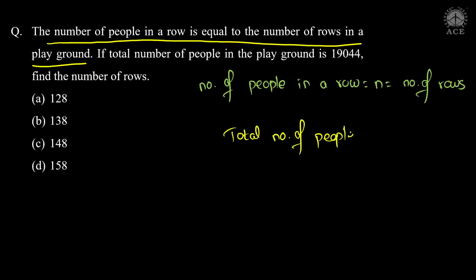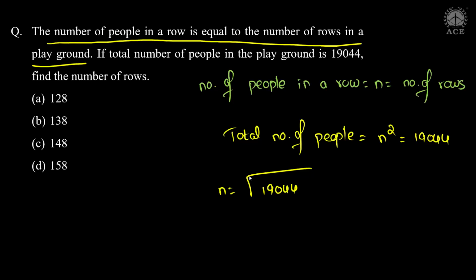Suppose you have 5 rows and 5 people in each row, the total count is 5 into 5, which is 5 square. Like that, n rows and n people in each row, we get n square. n square is 19,044. n is nothing but the square root of this. In the previous videos, the links I shared in the group, we gave a shortcut to find the square root.